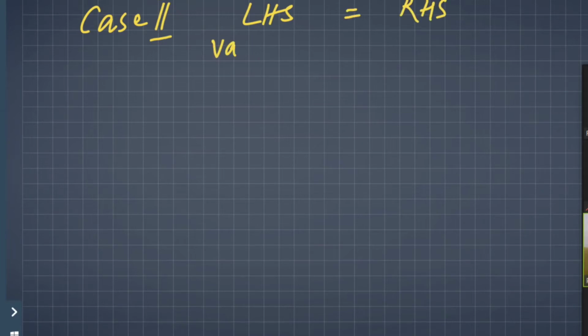The most important part you need to understand is when we are solving a linear equation in which there will be variables on both sides of the equation. For example, that was your case 1, in which only one side, either the LHS or the RHS, has the variable. In case 2, what can happen? On both sides, LHS and RHS, there will be variables. So let's see how it proceeds.